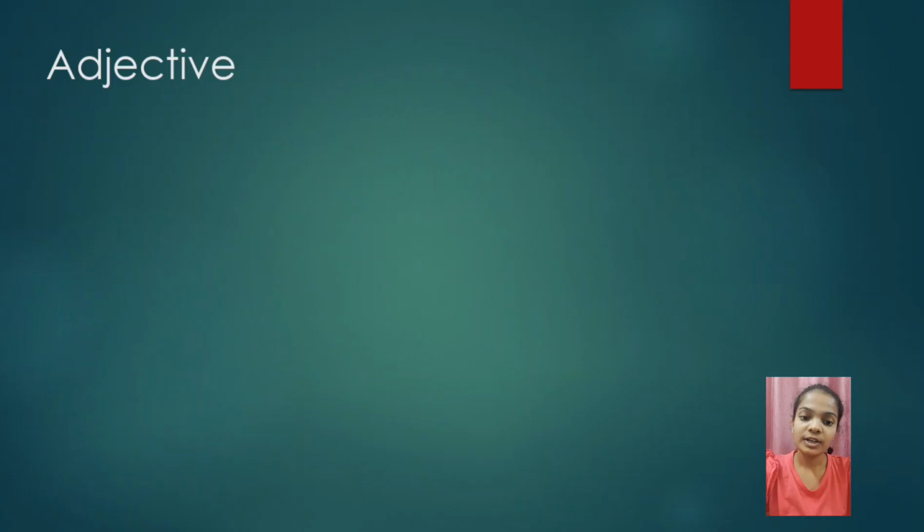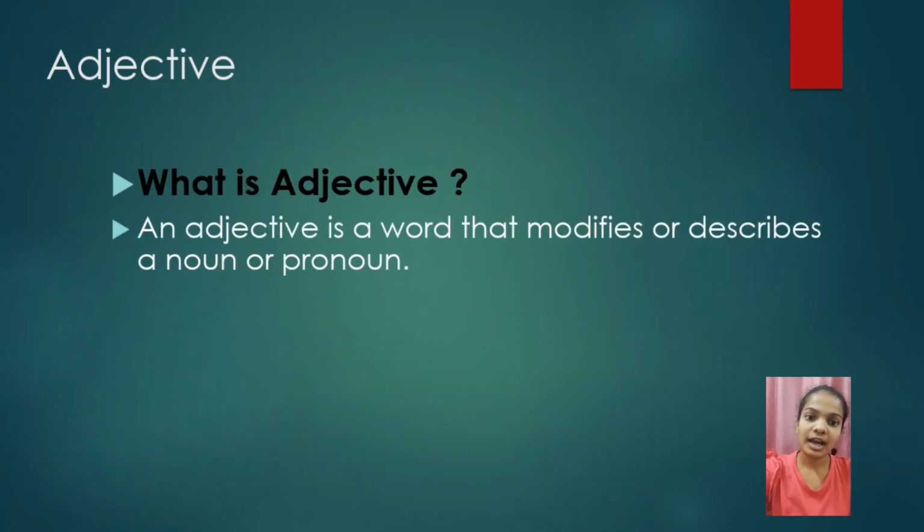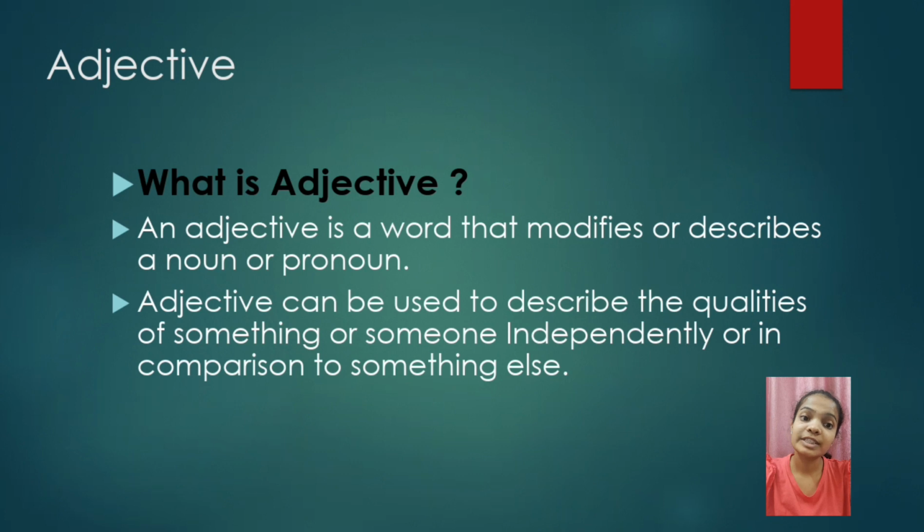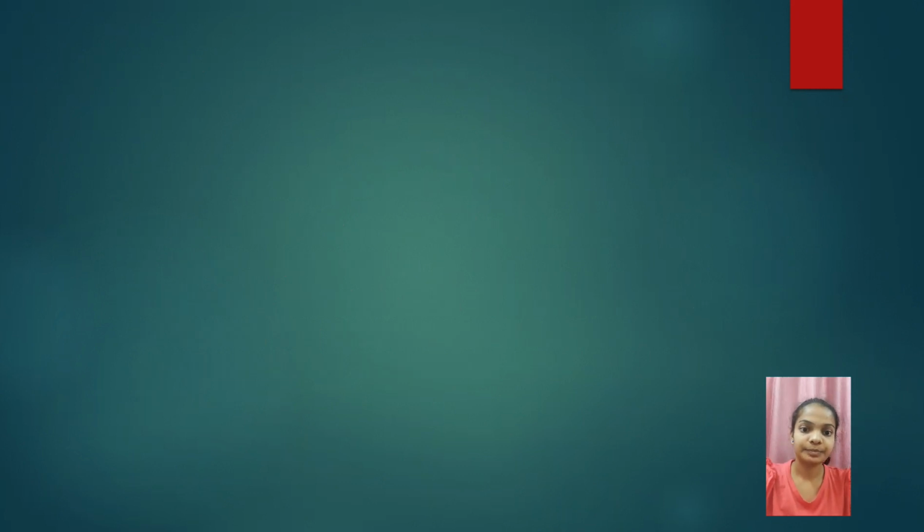I'm here to explain to you about adjectives. What is an adjective? An adjective is a word that modifies or describes a noun or pronoun. These adjectives can be used to describe the qualities of something or someone independently or in comparison to something else. Let us see a few examples of adjectives.